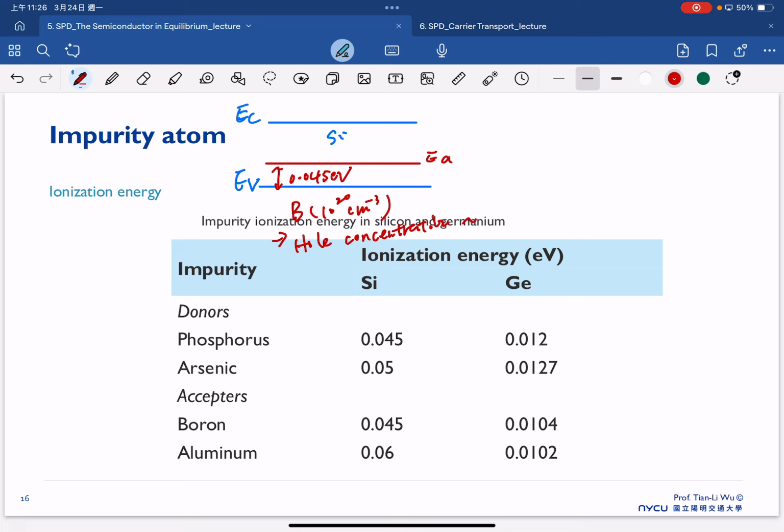So that means we dope the boron at a concentration of 10 to the 20, and then in the end we measure the hole concentration to be very similar, 10 to the 20. So the small ionization energy suggests that we get almost more than 99% ionized.